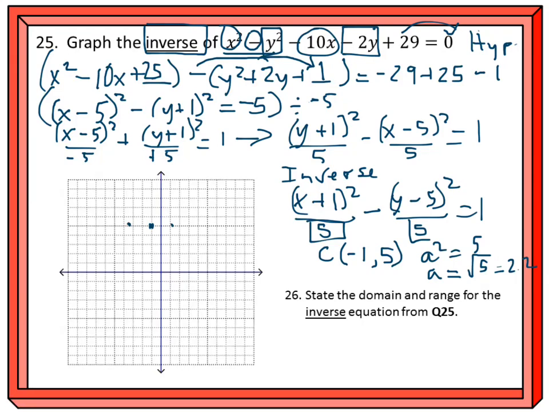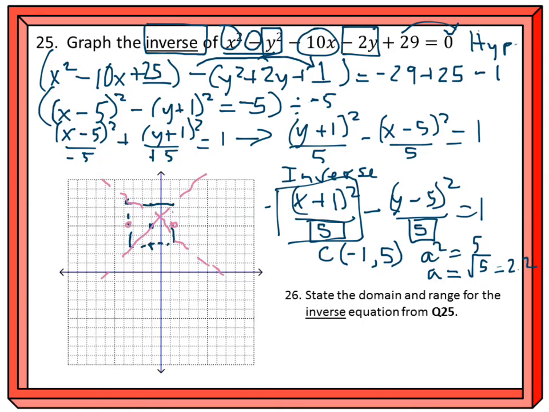And b is going to be exactly the same since it's also a 5, and that's going to go in the y direction, up and down. So 2.2 here and 2.2 there. Nope, that is not right. Down there. Okay, so then we're going to use that to make ourselves the little rectangle. And again, it's opening towards the right and the left because the x is positive. So these two are our, let me change colors here, these two are our vertices.